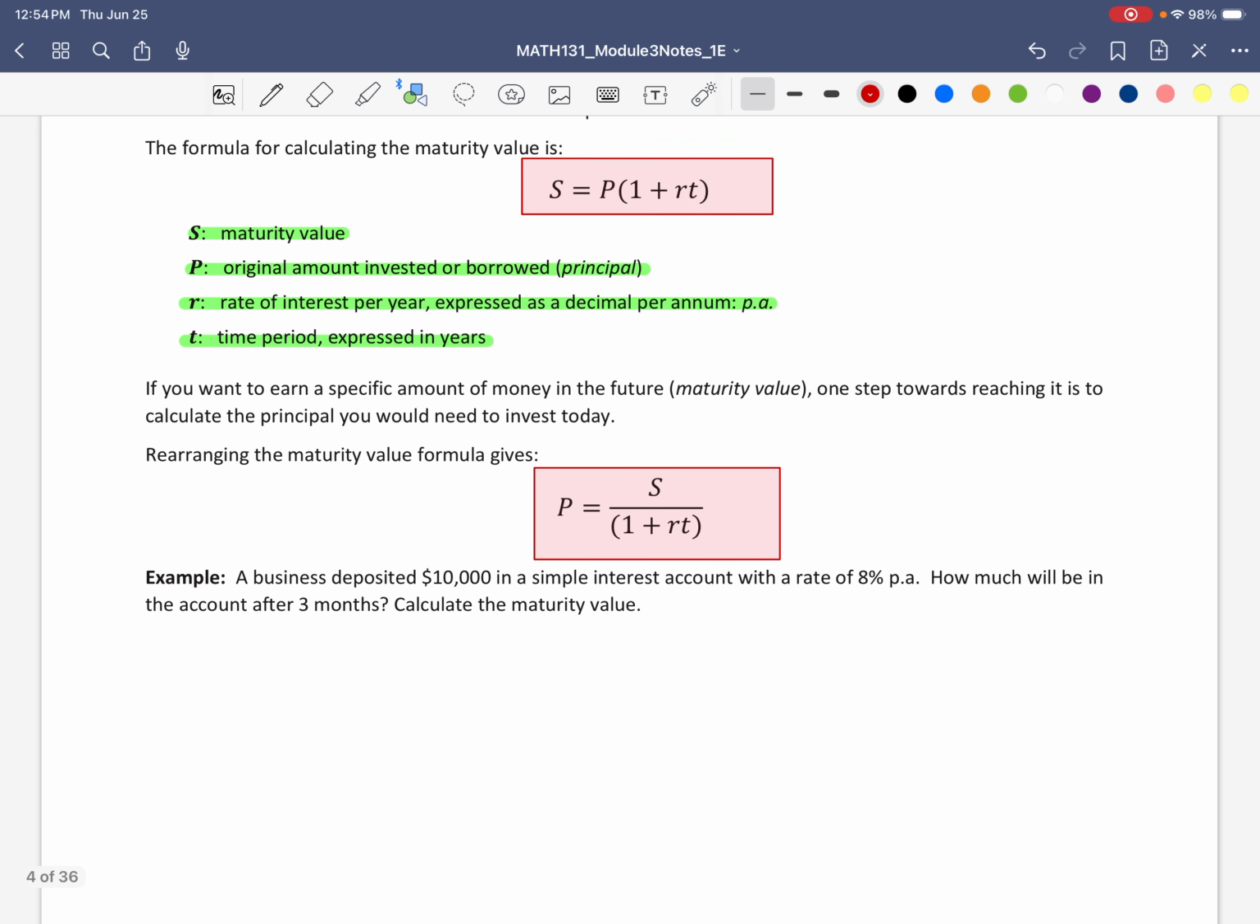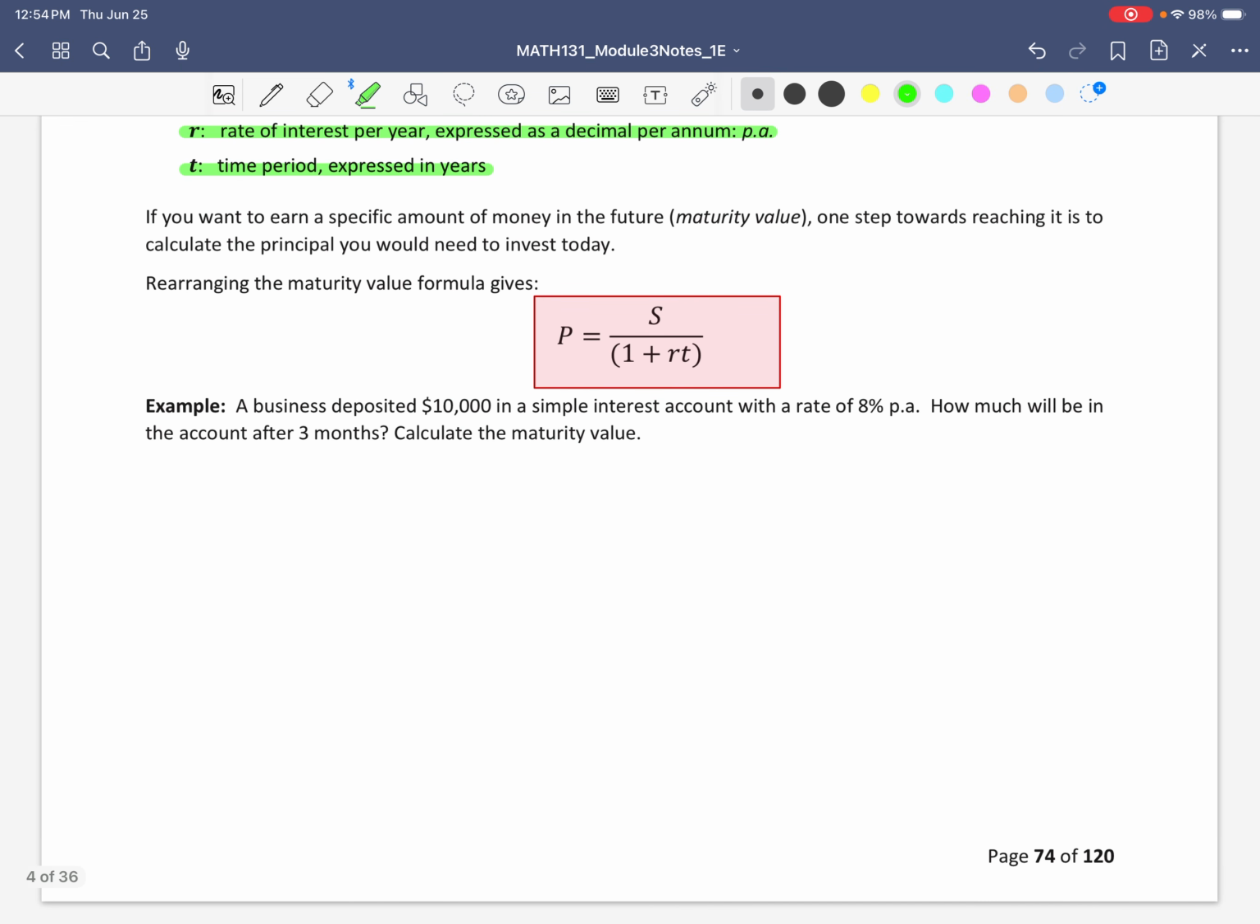So let's do this first example here. For this question, it says a business deposited $10,000 in a simple interest account with a rate of 8% per annum. How much will be in the account after 3 months? Calculate the maturity value. All right, so what we have is this $10,000 value, which is our principal. We've got our rate. We're given time. Now be mindful, it's not time in years, so we'll have to be careful with that. And we're going to calculate S. So let's write down everything that we have.